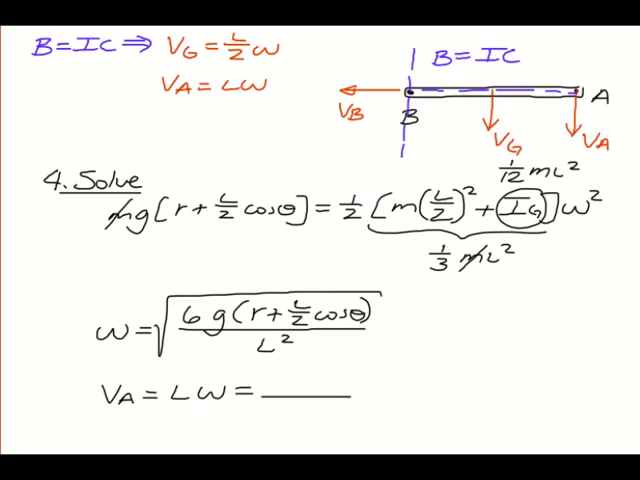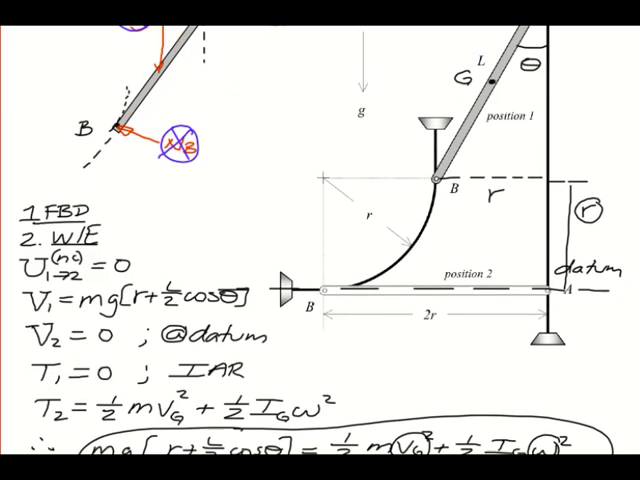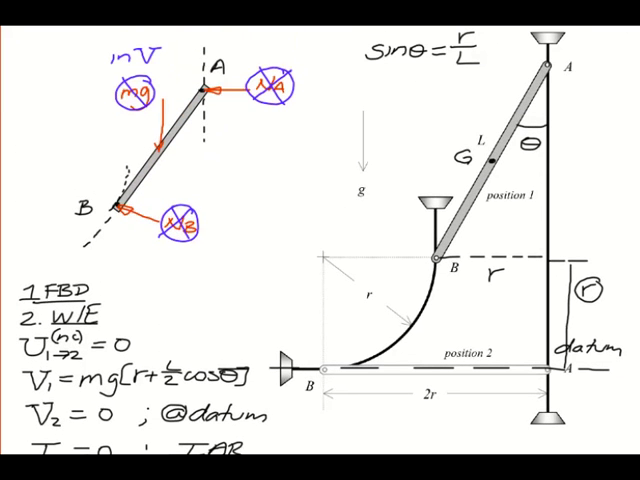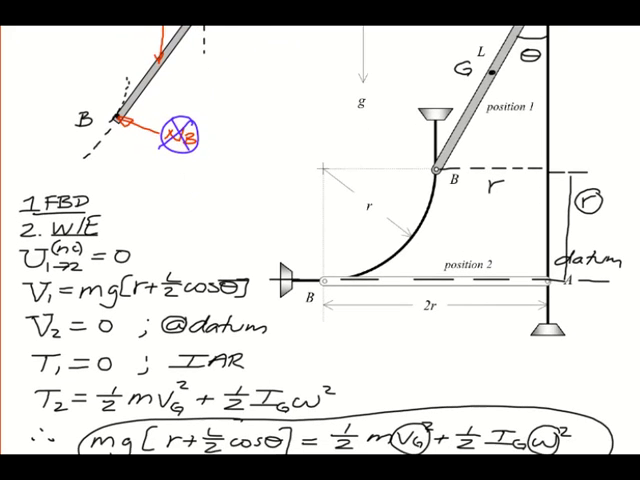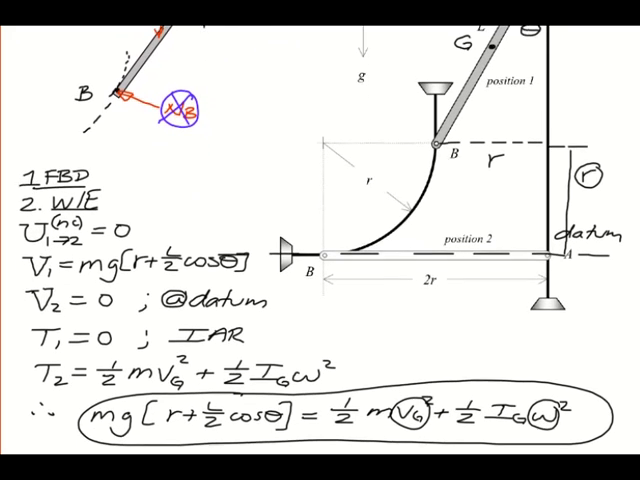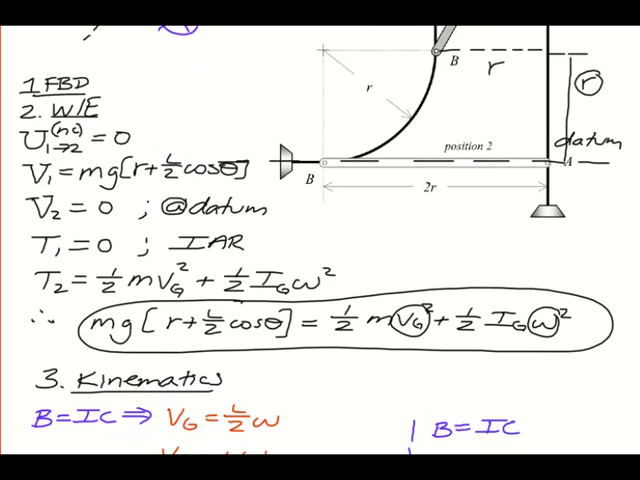So a very critical part of this problem really came in step 3. But what led up to that was recognizing we're going to use the work energy equation. Energy is conserved. There's no forces doing non-conservative work. Wrote down V1 and V2. T1 and T2, I chose to write it in terms of G, 1/2 m vG squared plus 1/2 IG omega squared. Got our work energy equation.